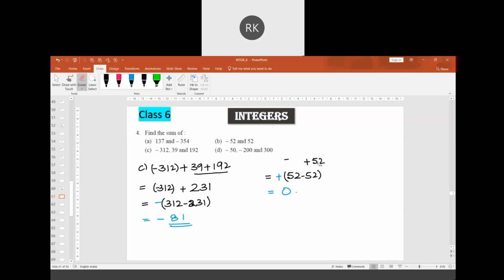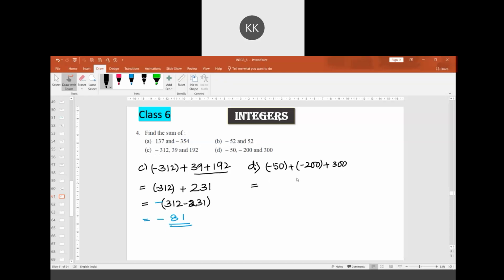Now we shall solve the fourth one. I'll give a little time. You can tell the answer after solving. Okay, sir. Minus 50. Minus 200 plus... Sir, positive 50 is the answer.